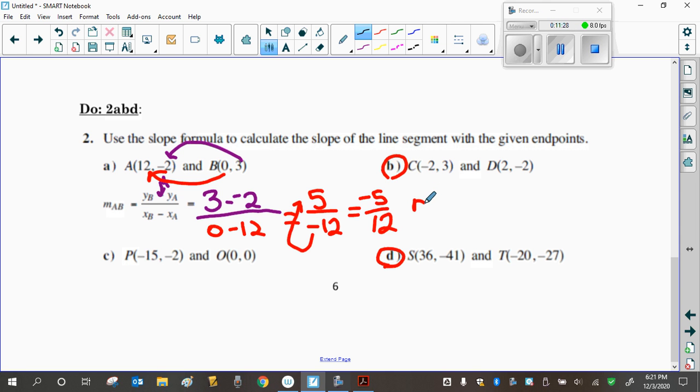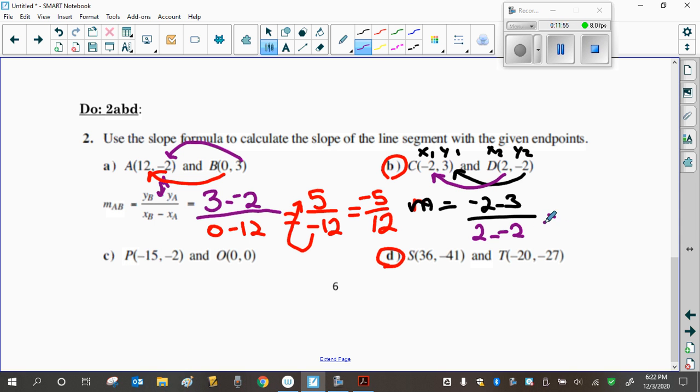Okay, so the formula is y2 subtract y1. Again, this is x1, y1. This is x2, y2. So y2 subtract y1 is negative 2 subtract 3 in the numerator. And in the denominator is 2 subtract negative 2, which is 2 plus 2. So negative 5 over 2 plus 2, 1, 2, 3, 4, my fingers say. And that's it. That's the slope.